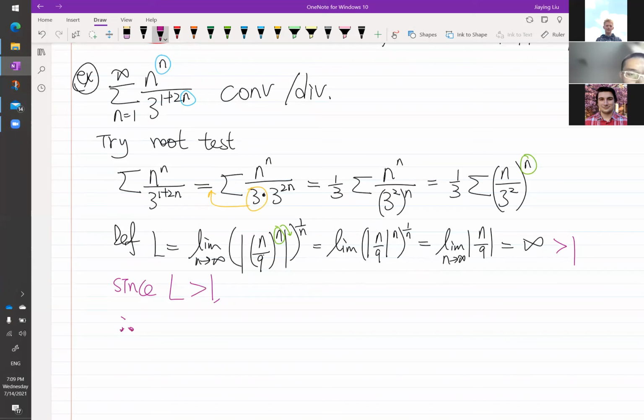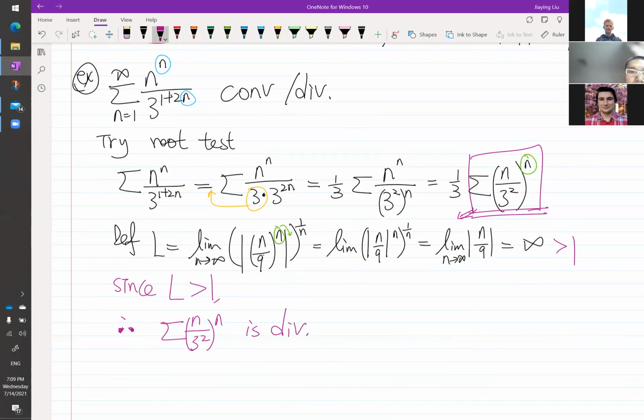Therefore, the series, but which one is it? It's this one, right? That's the one that we focus on. There's a 1/3 in front of it, but it doesn't matter because 1/3 multiplied by a divergent series is still divergent. So therefore, the series n over 3 squared to the n is divergent.